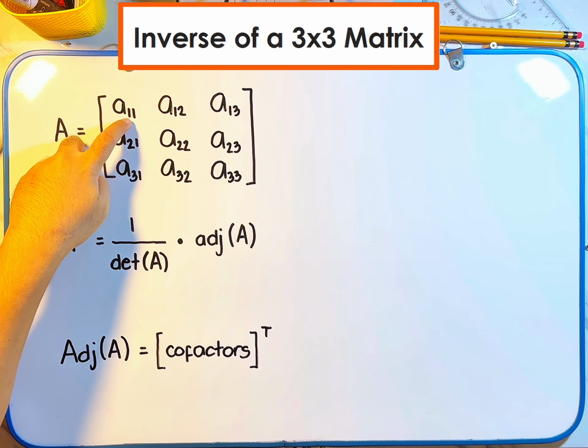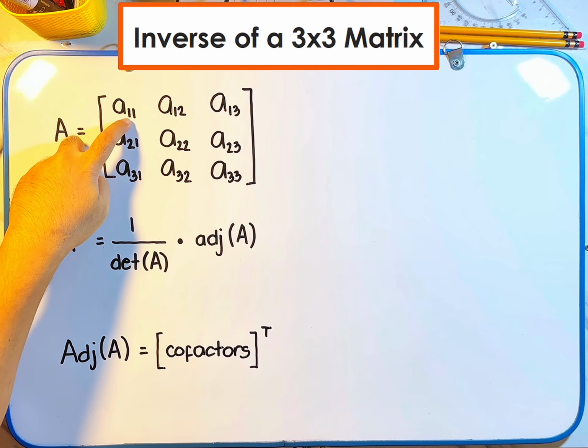Next, the minor in the third row, second column. So we have these 4 elements. 1 times 4 is 4. 0 times 3 is 0. So 4 minus 0 is still 4. Next, the minor of the element in the first row, third column. So the determinant of this 2 by 2 matrix. 0 times 6 is 0. 5 times 1 is 5. And 0 minus 5 is negative 5.